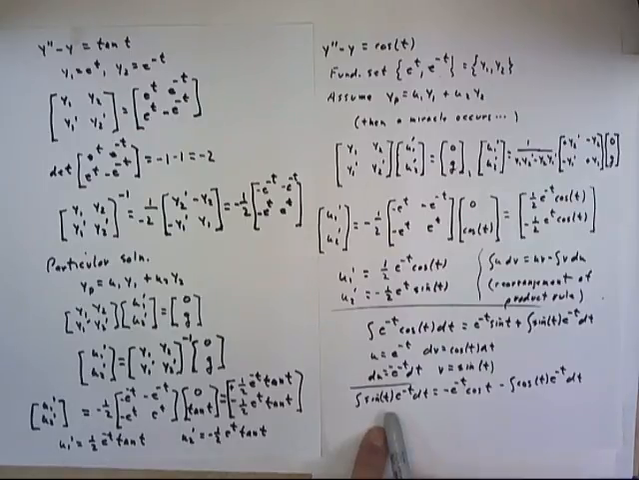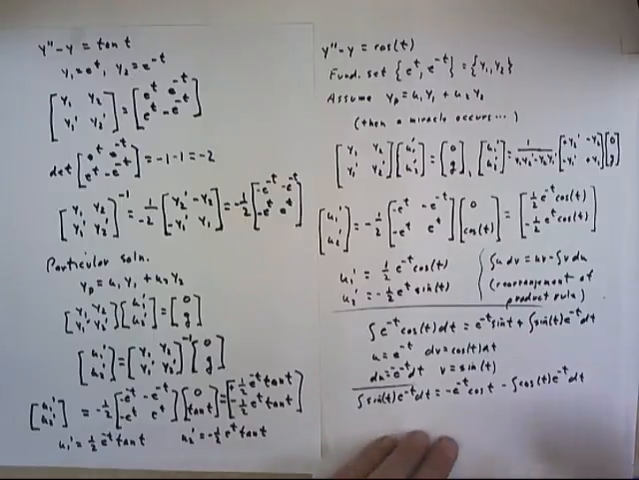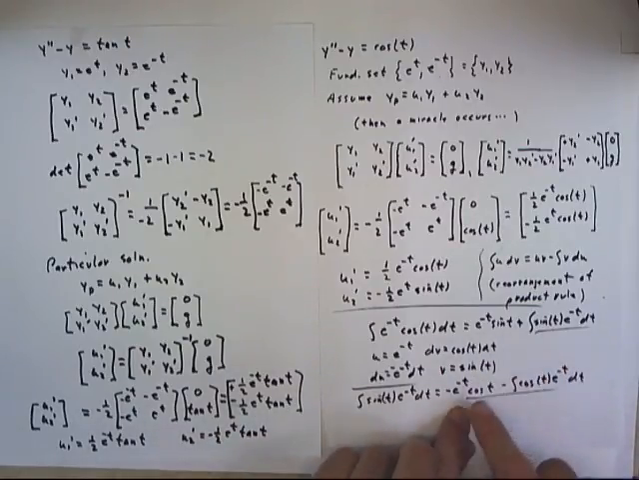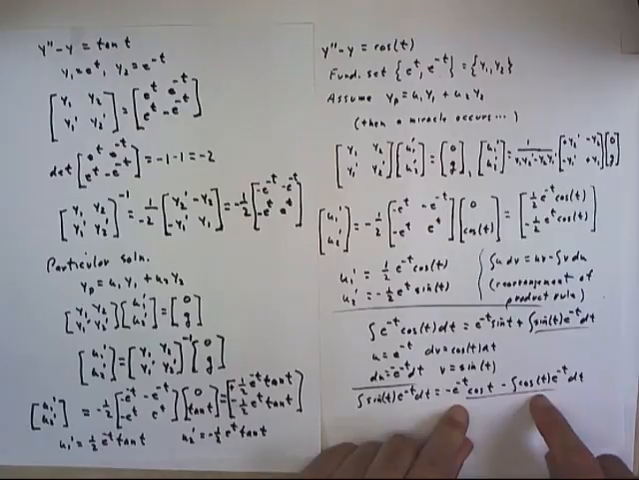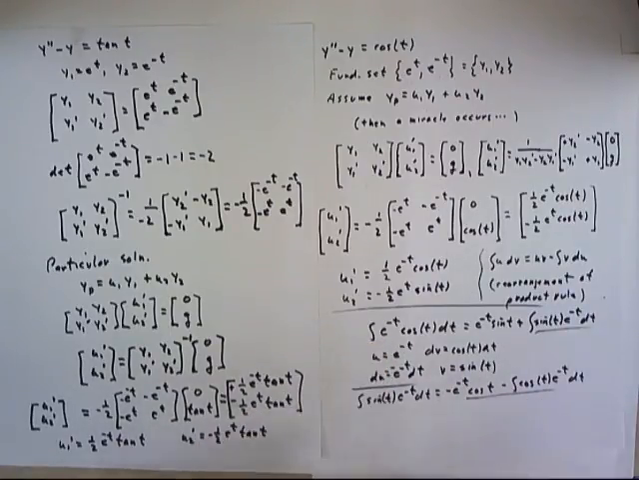Without going through the details, the integral of sine of t e to the negative t comes out like this, following very similar steps. So if we substitute this expression here for the integral of sine of t e to the negative t, we're going to get negative e to the negative t cosine t minus the integral of cosine of t times e to the negative t. But that, of course, is the integral we started with.